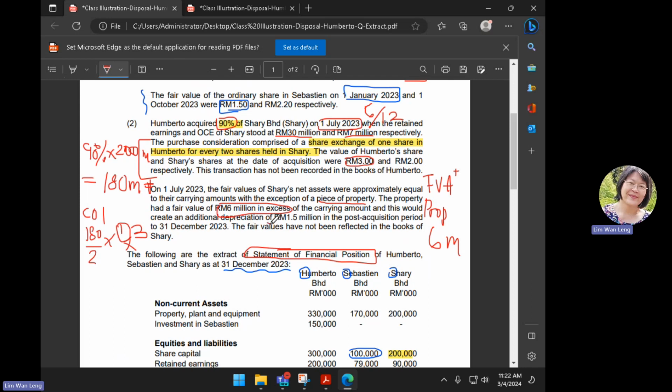And this will create additional depreciation of 1.5 million in the post-acquisition period to 31st December 2023. So from the first day of July 2023 to 31st December 2023, the additional depreciation because of the fair value adjustment, the question does not require you to calculate. They just tell you the figure. It is 1.5 million. And of course, this additional depreciation is a post-acquisition adjustment. We do not take it into account in the computation of the goodwill.